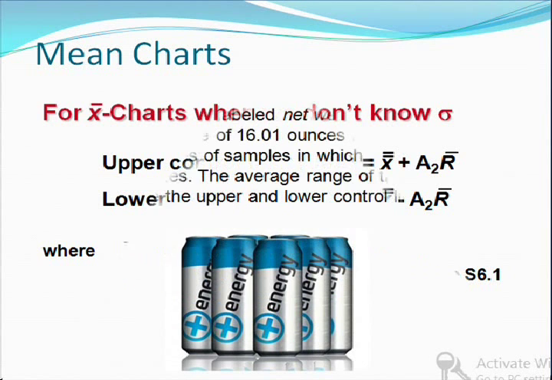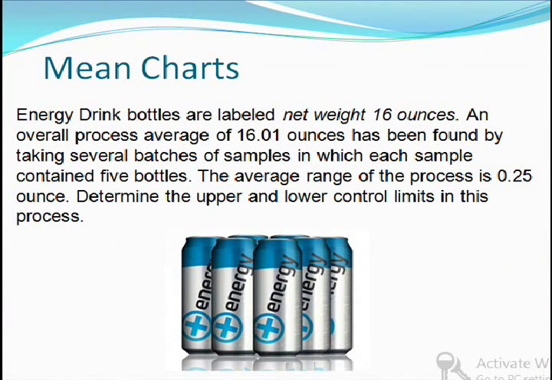Sample problem. Energy drink bottles are labeled net weight 16 ounces. An overall process average of 16.01 ounces has been found by taking several batches of samples in which each sample contained 5 bottles. The average range of the process is 0.25 ounce. Determine the upper and lower control limits in this process.